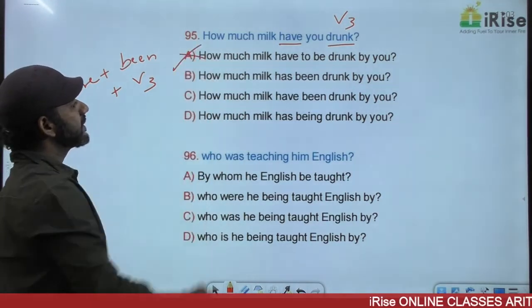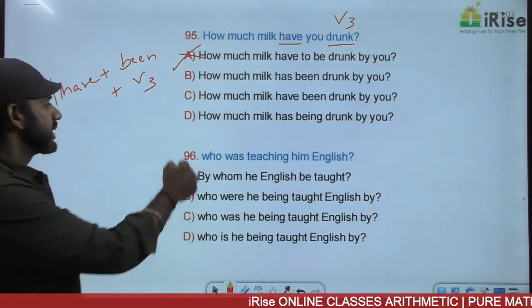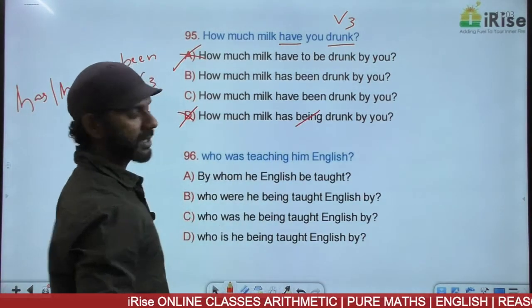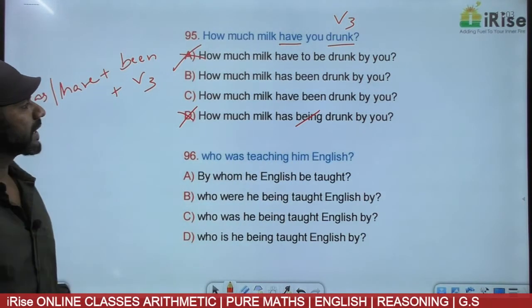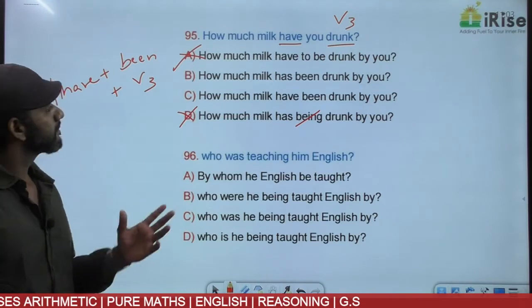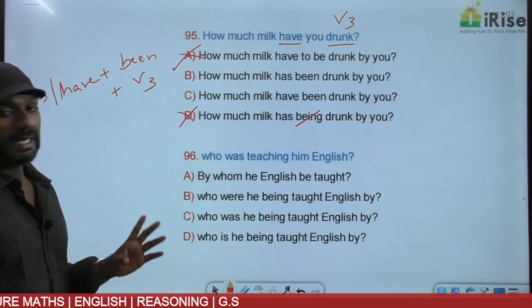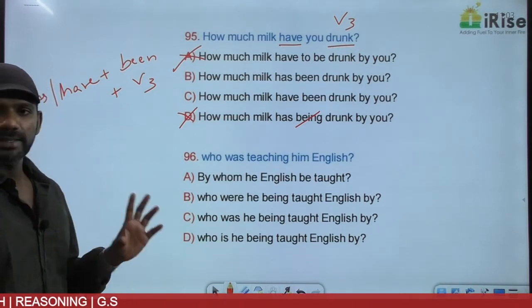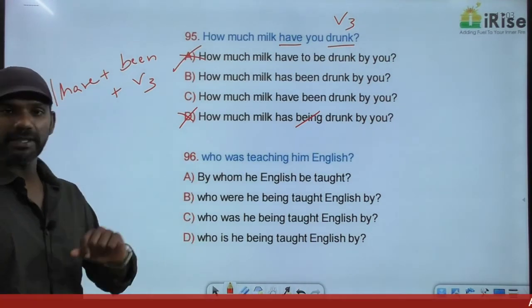Based on that, A is eliminated. Been is not there. D is eliminated. D says being, which comes only in the continuous tense. Now we have only two options left, B and C. B says how much milk has been drunk by you. C says how much milk have been drunk by you.